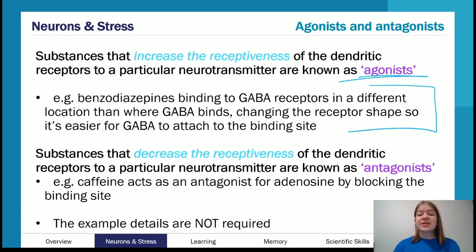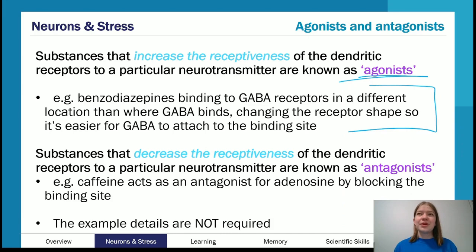We also have substances that are going to do the opposite thing. So instead of making our receptors more receptive, they're going to decrease the receptiveness of your dendritic receptors to a particular neurotransmitter. So these are your antagonists. For example, caffeine is going to act as an antagonist for adenosine by blocking the binding site.